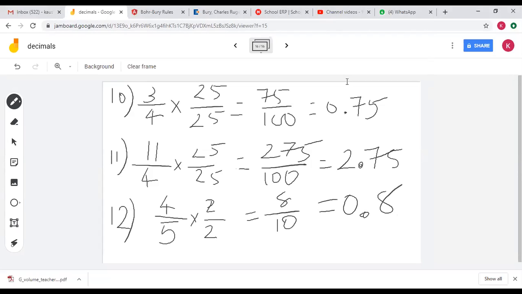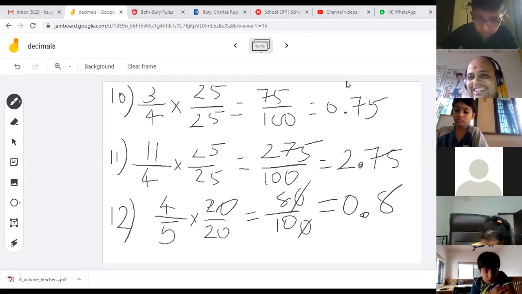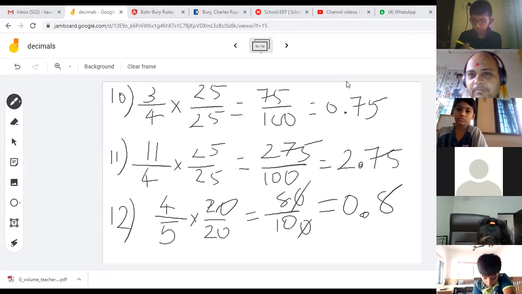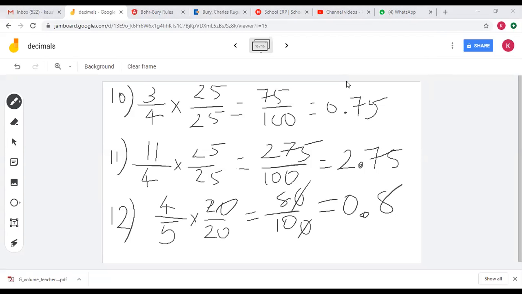Now it can be converted using 20 also, right? 20 upon 20. So it will become 80 upon 100. 0 cancels, you get the 0.8 answer. Okay, it is the same. Yes. So let's do some more examples.